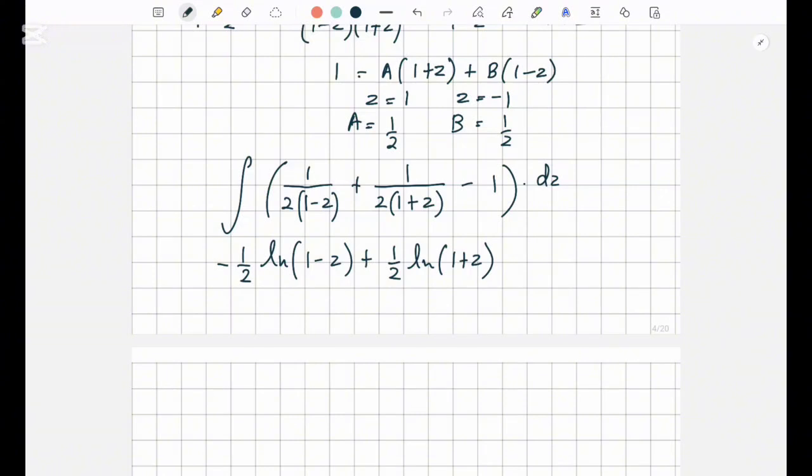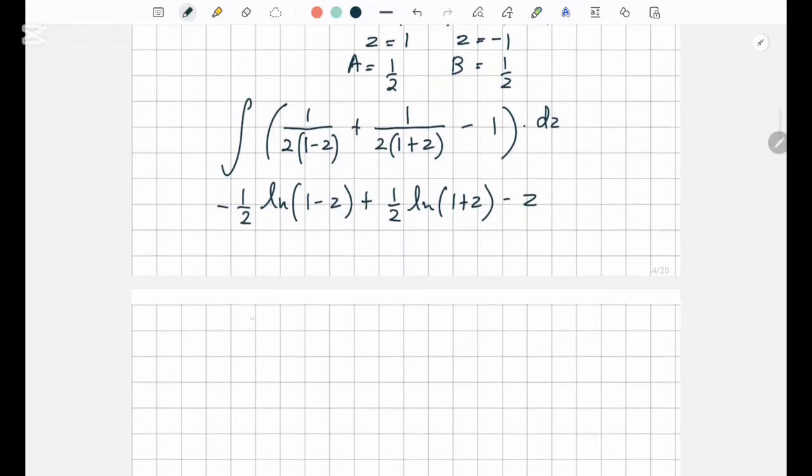And the integration of 1 is z, right? So you could rewrite this as half into ln 1 plus z over 1 minus z. Since we have a subtraction, when two ln functions get subtracted, you should know it's division of the terms inside the brackets. So this is your integral.